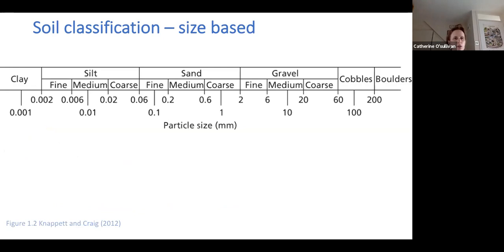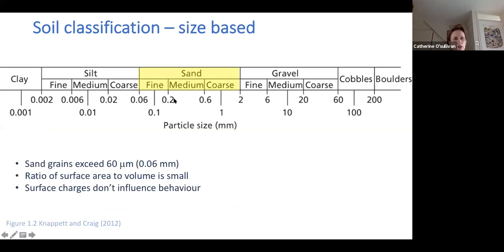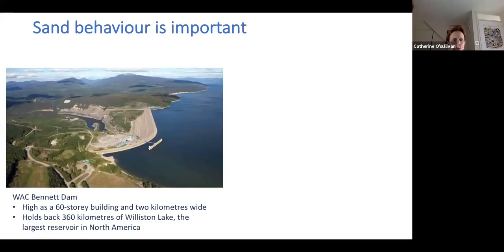Most of what I have done, though, is more looking at sand. So we're looking at particles that are bigger than 60 microns. And there, the ratio of the surface area to volume is small, so the surface charge isn't an issue. So here we're going back more to secondary school mechanics, which I'll show you in a minute. But the reason we might want to look at this in fundamental research again is that we're linking into large construction projects.